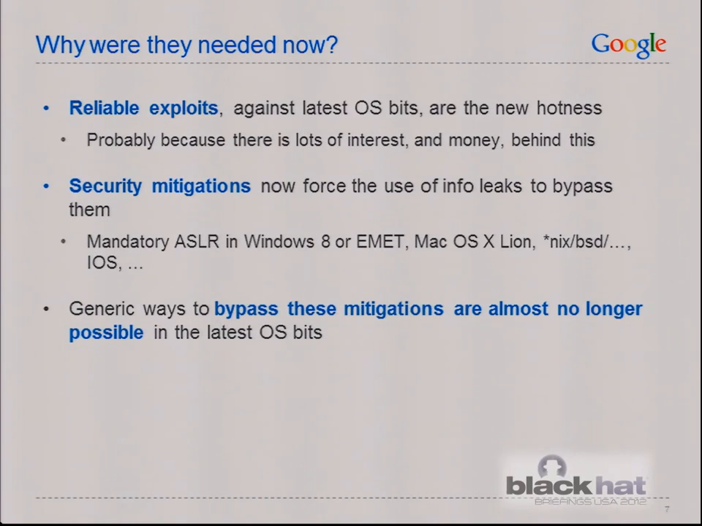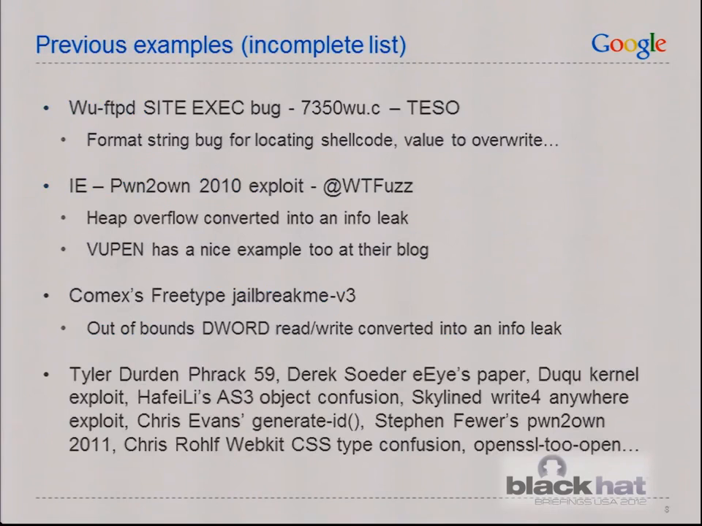And those generic ways that we were using back in the day, such as the .NET trick from Alexander Sotirov, or .NET 2.0 on IE, or JIT spraying from Dionysus, they are all gone. There could be some generic ways, but I don't want to talk about that here until they are probably fixed. And here's a list of previously used infoleak exploits.